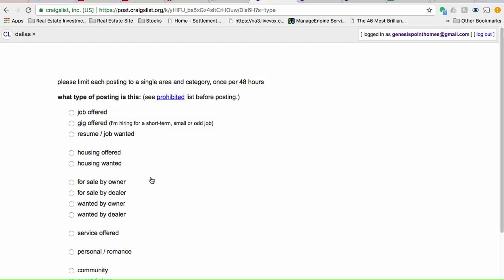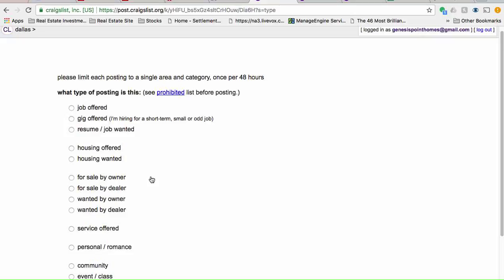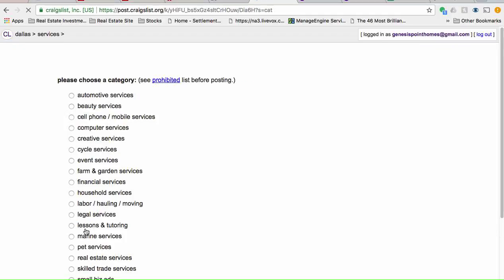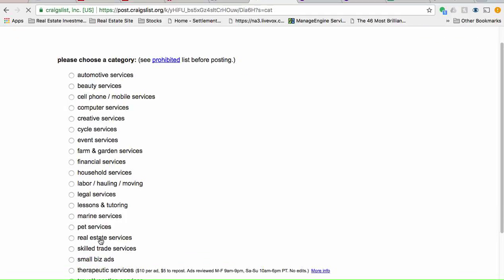Because what you're going to be doing is posting things to 3 different areas: housing offered, housing wanted, and service offered. All right. Obviously, housing wanted and housing offered are directly connected to real estate. That's implied in the title. Service offered isn't, but if you click on it, there's real estate services right there.